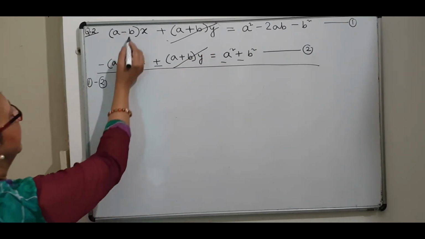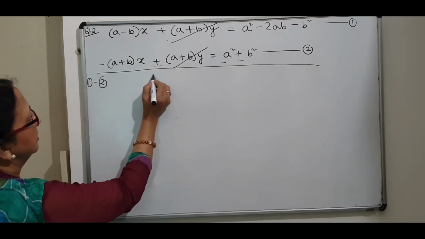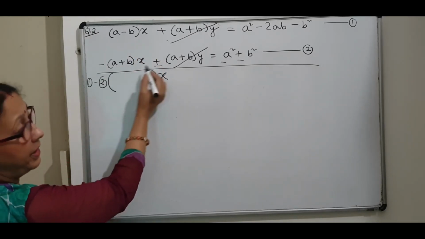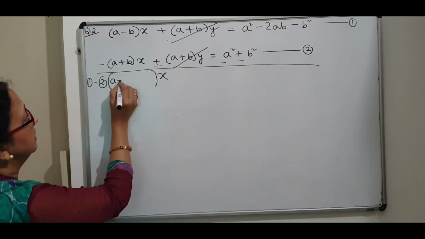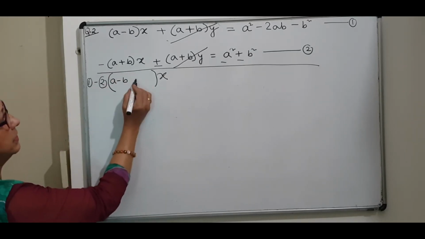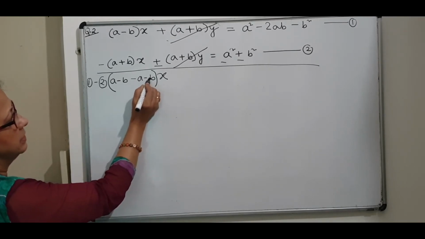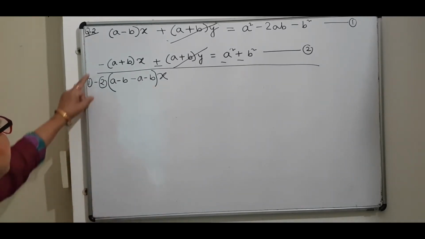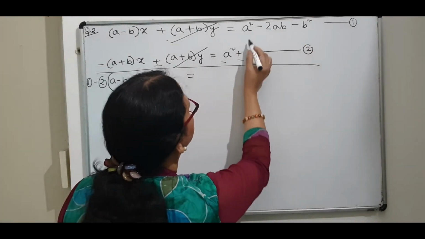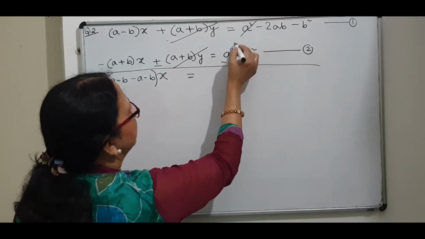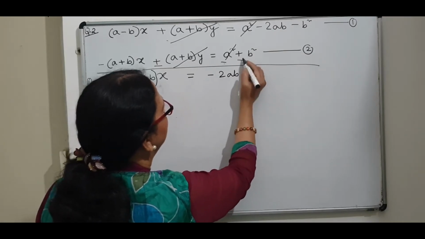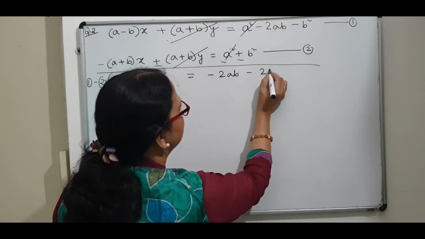Then what will I do? Let me take the x coefficients common and put the coefficients in the bracket. In the first it is a minus b, and what is the coefficient in the next? Minus I have taken, so minus a and minus b, because signs are changed. So this is equal to, now here it is plus a square, it is minus a square, so these two will get cancelled. So we are left with minus 2ab minus b square minus b square. So it is minus 2b square.